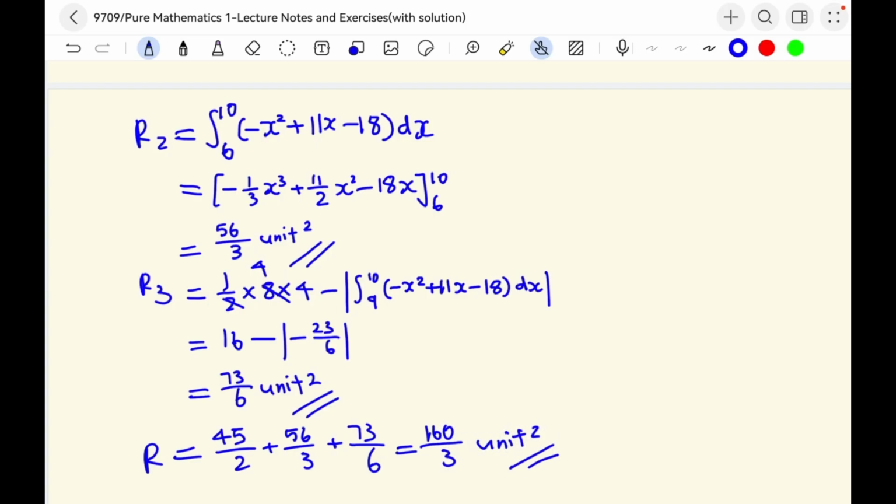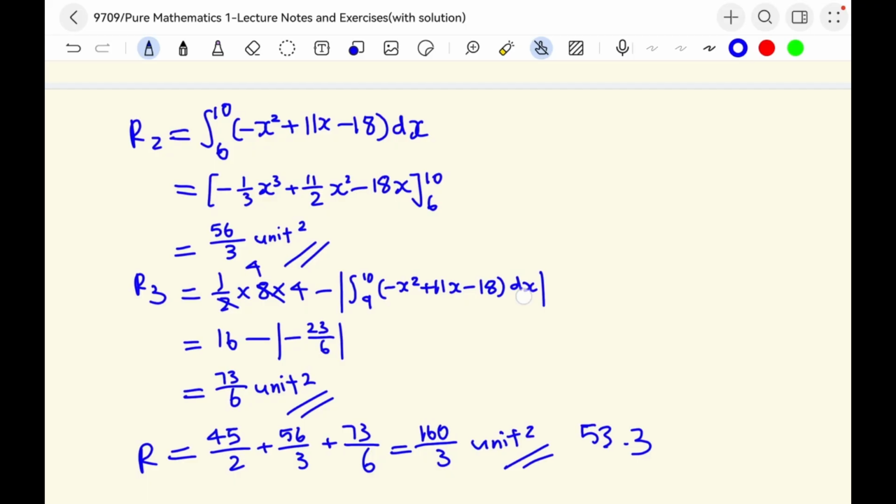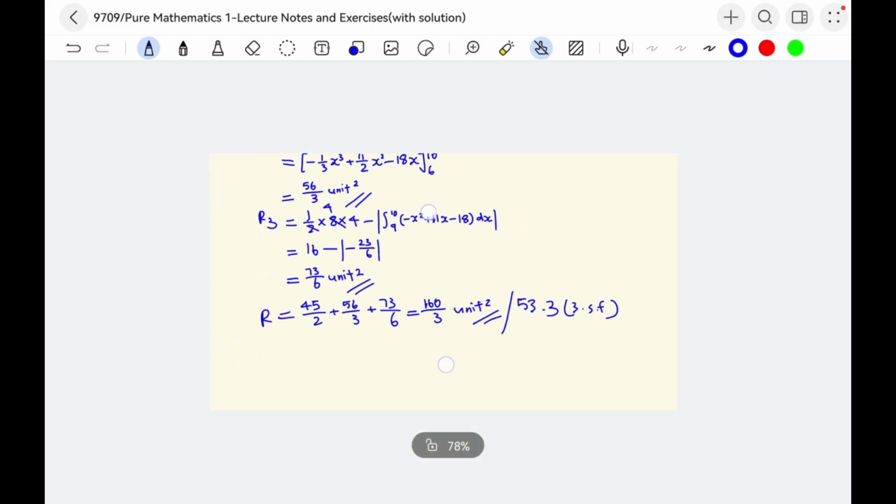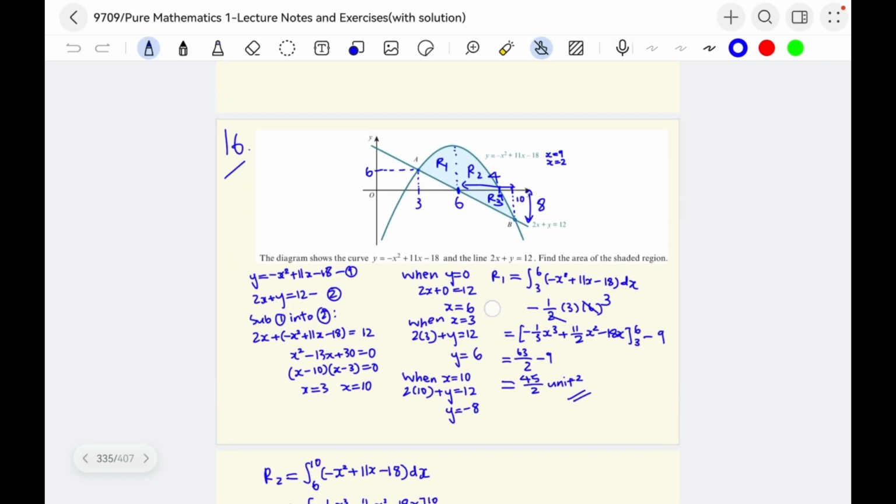If you want to leave it in decimal places, please do so, but make sure you obey the standard for non-exact answers, which is implied in your instruction paper for the external exam. By right, you should put in 3 significant figures only, which is 53.3. Okay, that is the end of this question. If you have any problem related to this question, please ask. Now let's move on to the next question.